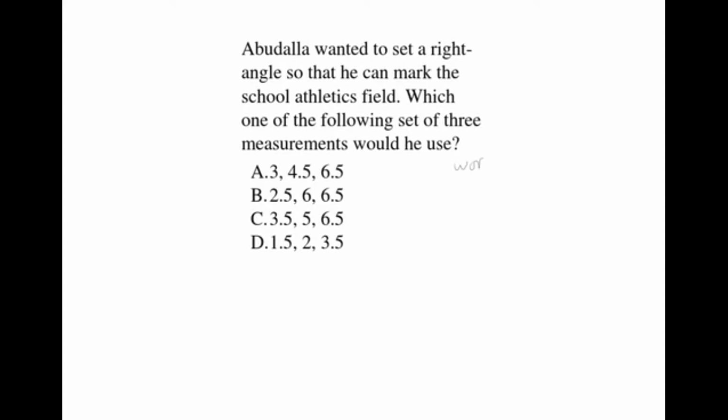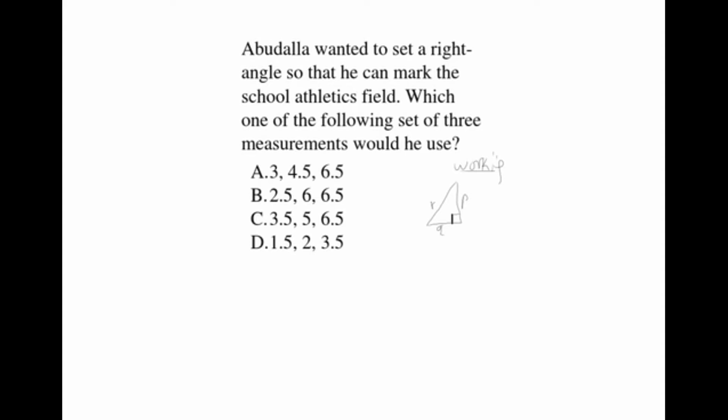Working. So we are told that Abudalla wanted to have a right angled athletics field. So first we know that in a right angled triangle, if this is our right angled triangle, or the field that Abudalla was to mark, let's have this as R, this as P, this as Q.